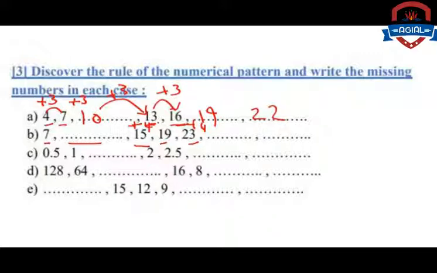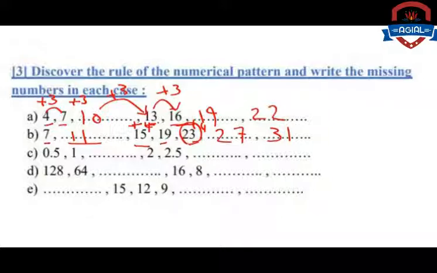So 7 plus 4 equals 11. And 11 plus 4 equals 15. And 15 plus 4 equals 19. And 19 plus 4 equals 23. And we have 23. 23 plus 4 equals 27. And 27 plus 4 equals 31.